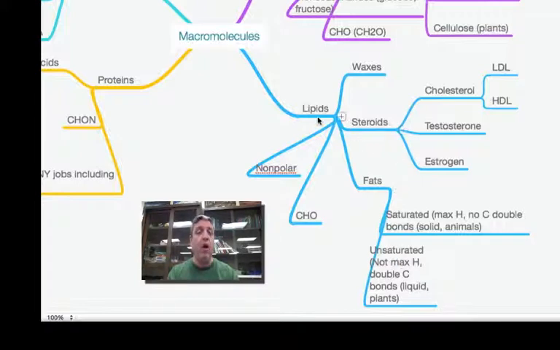All lipids are made of CHO, carbon, hydrogen, and oxygen, with much less oxygen than what you found up here in the carbs. And lipids are nonpolar, which means they're not soluble in water. They want to move away from water as much as possible.